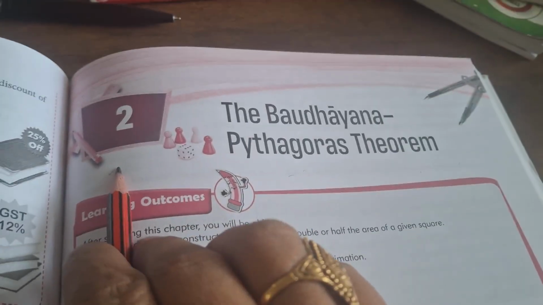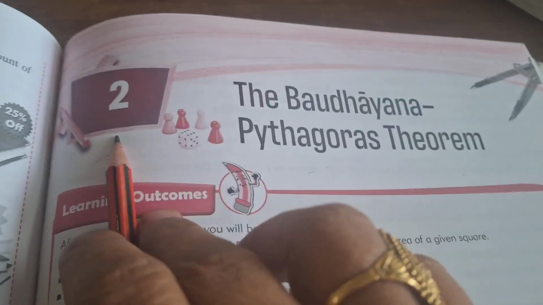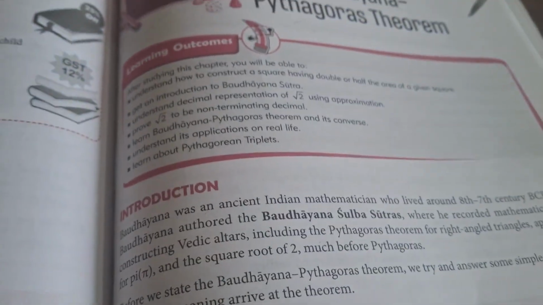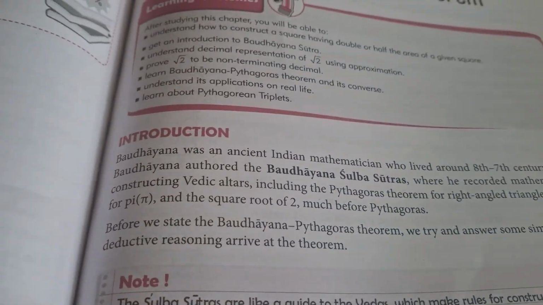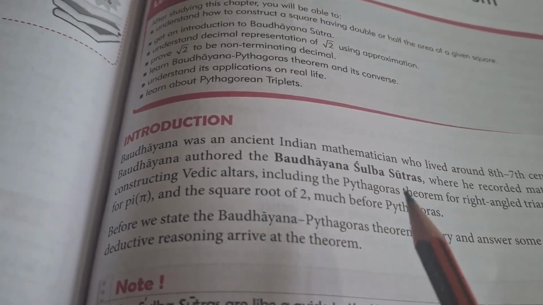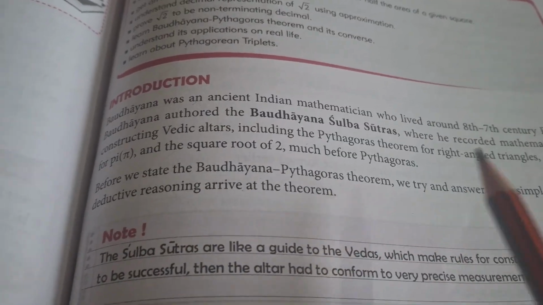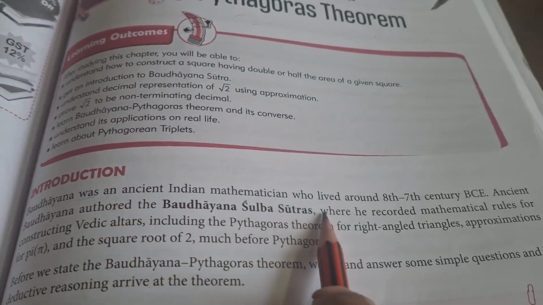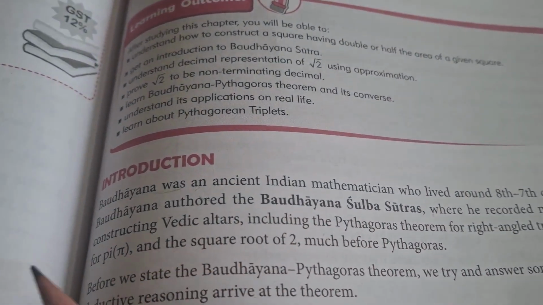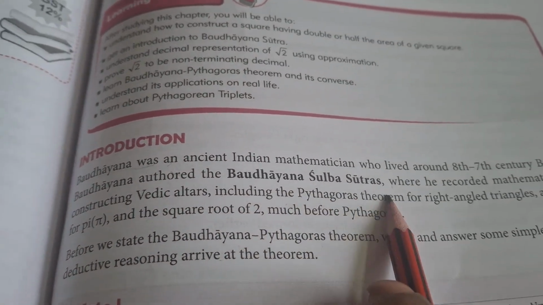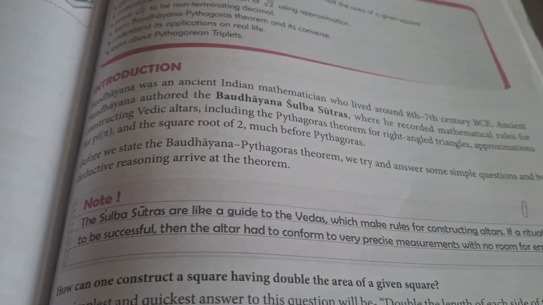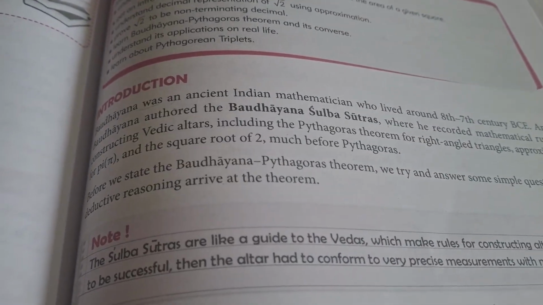Hello students, today we will start chapter 2 of part 2, the Bodhayana-Pythagoras theorem. This theorem was given by the great mathematician Bodhayana. That's why its name is Bodhayana-Pythagoras theorem. Bodhayana was an ancient Indian mathematician who authored the Bodhayana Sulba Sutras. So, in this chapter, we will read about the Pythagoras theorem given by the great mathematician Bodhayana.